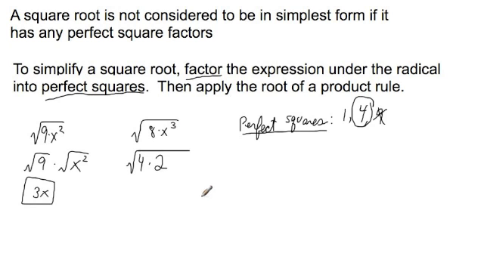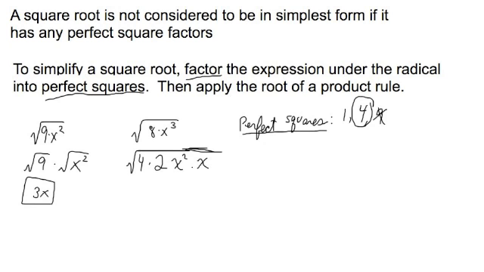Is x squared a perfect square? Yes, it is, because if I take the square root of x squared, I will get x. So x squared is a perfect square. So I want to use x squared as one of my factors. Again, I don't want to change the value, so I still need an x cubed inside the radical sign. So in order to get x cubed, I would have to multiply x squared by x.